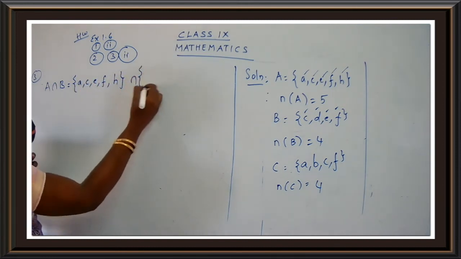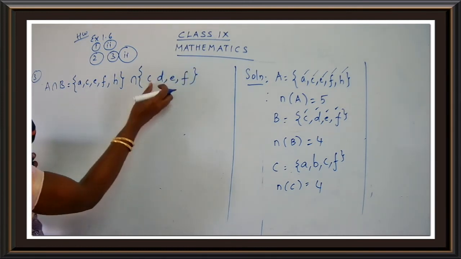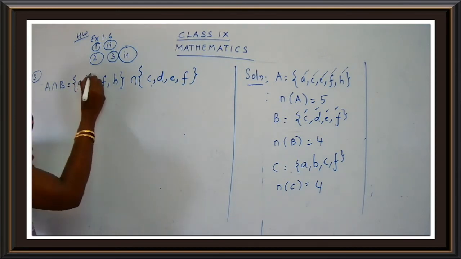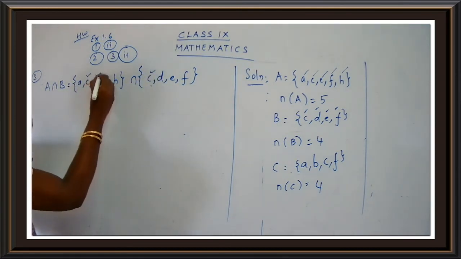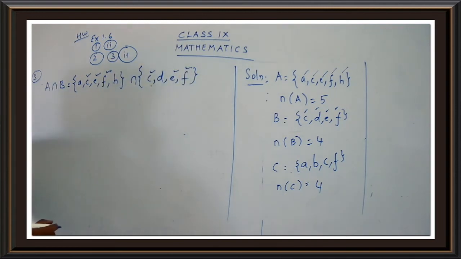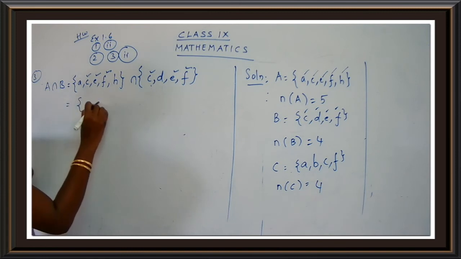Intersection B. What is B? C, D, E, F. Okay. So now you are going to find out the intersection. Intersection means you are going to take the common. What is common here? C is common. E is common. F is common. C, E, F. So write down here C, E, F.